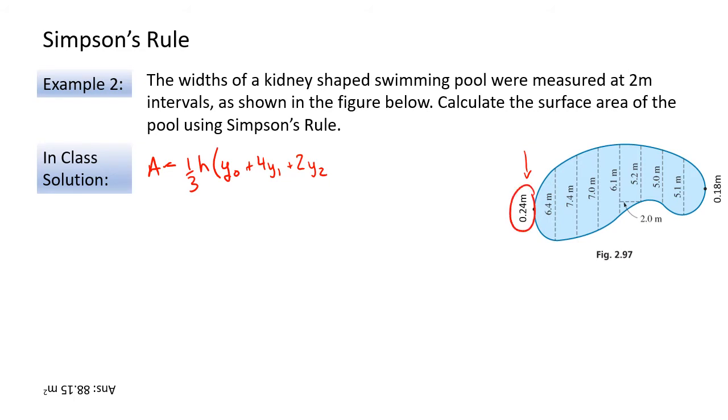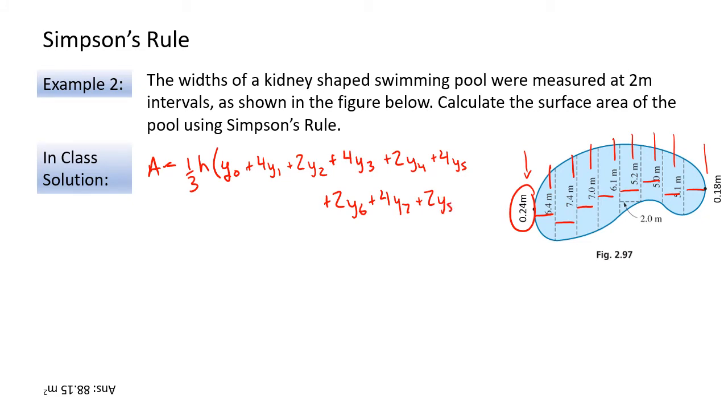In this case, we have 9 measurements, but we have 8 widths here. Remember, the number of widths has to be even. So 2 or 4 or 6 or 8 widths. Continuing, plus 4 times y3, 2 times y4, 4 times y5, all the way to number 8 because we have 9 measurements. So 8 widths and 9 measurements. Plus 2 times y6, 4 times y7, plus just y8, our final measurement.